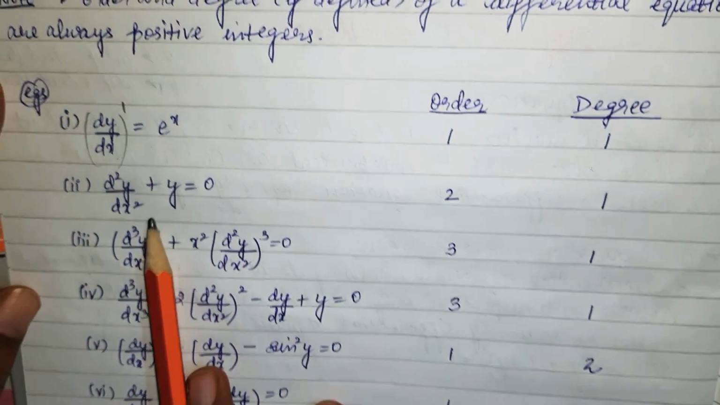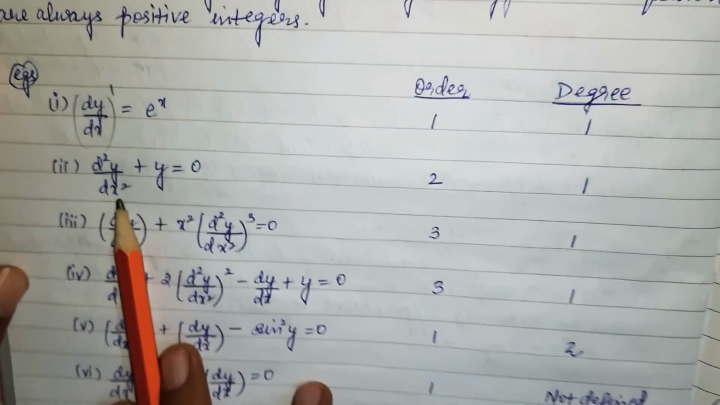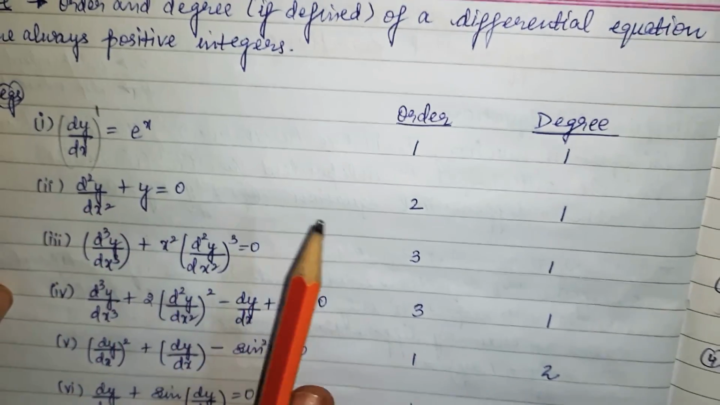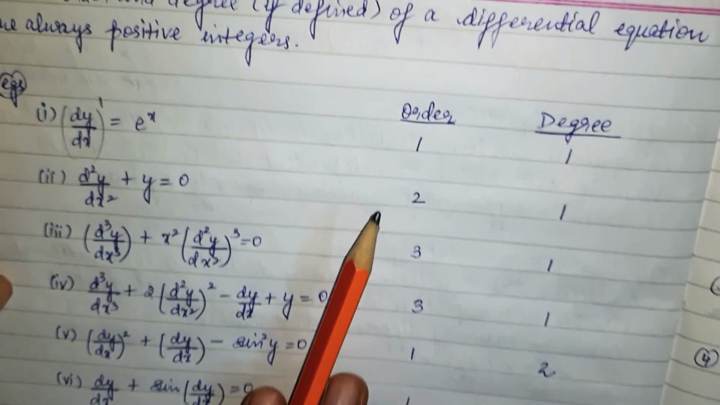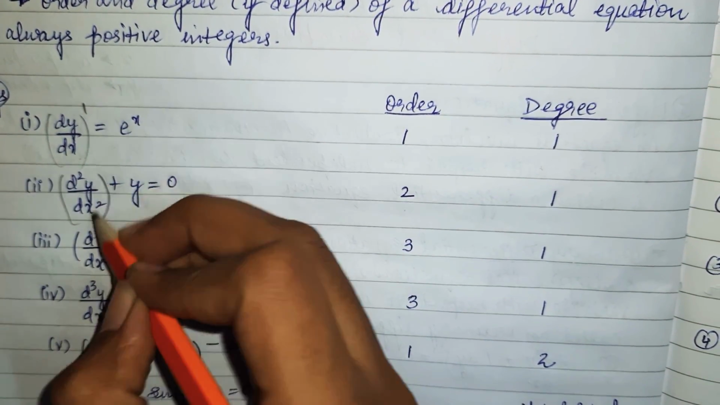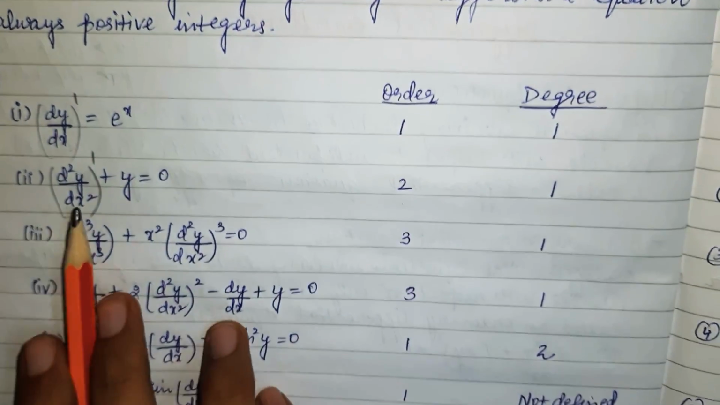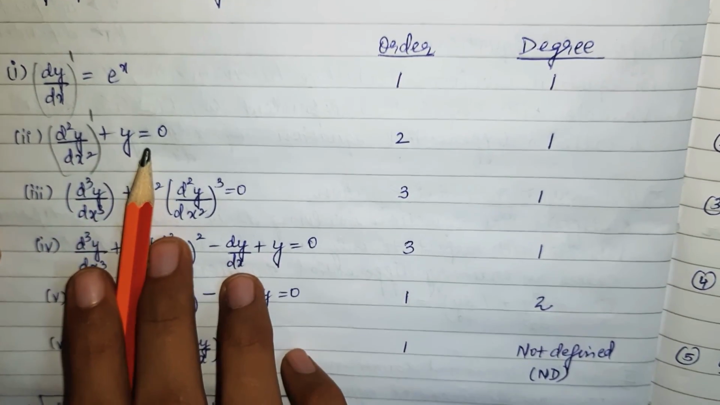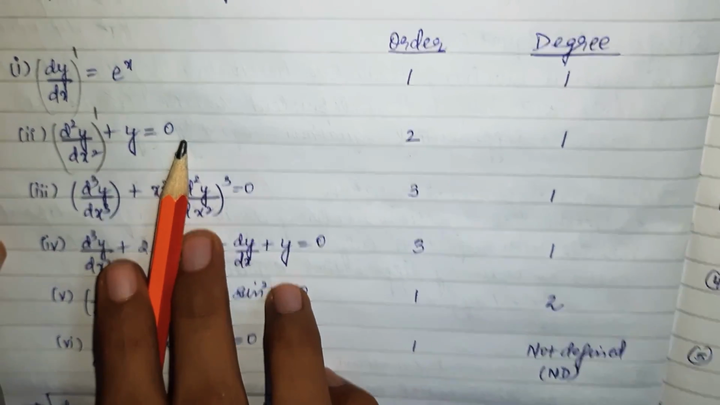Now come to the next question. In the next question, highest order derivative is 2. So order is 2. What is the degree? Degree means degree of the highest order derivative. So degree of the highest order derivative is 1. And before that you need to check this is a polynomial equation. So degree exists.